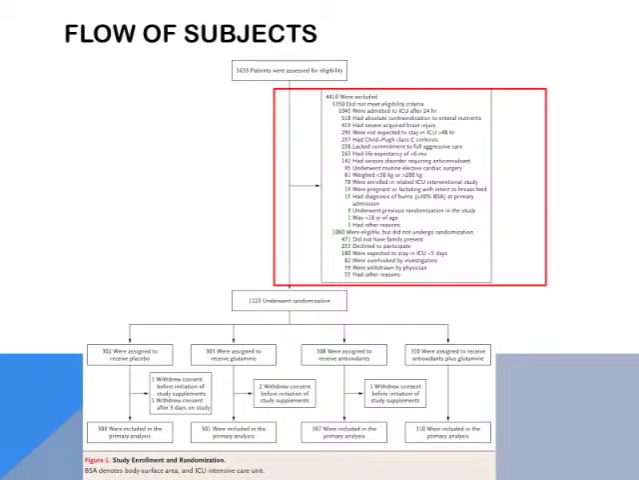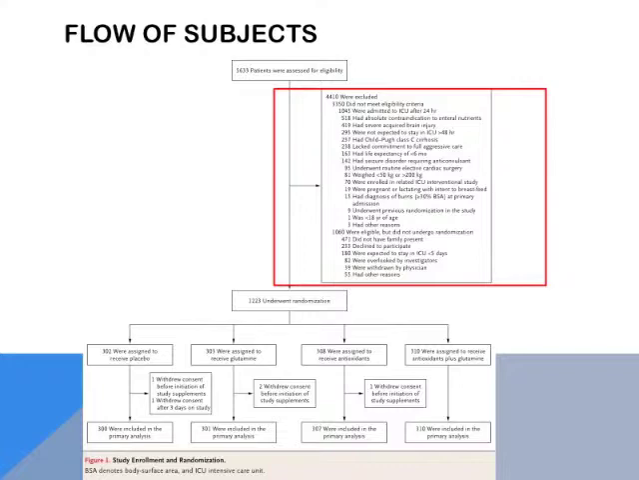In the redox trial, 5,633 ICU patients were assessed for eligibility. Of these, 3,350 were excluded because they did not meet the eligibility criteria, providing an experimental population of 2,283. 1,060, or 46% of those eligible, did not participate in the study, mainly because of lack of consent.